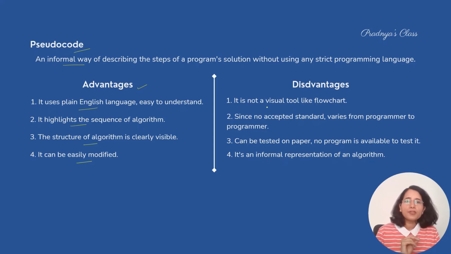It is not a visual tool like a flowchart, because in a flowchart we use some symbols, so it is easy to understand. There is no proper standard for it, so it can vary from one programmer to another, because the way the programmer wants, he or she can write it. What is the third disadvantage? As we are writing it on paper, there is no proper program available for it. It's an informal representation of the algorithm.